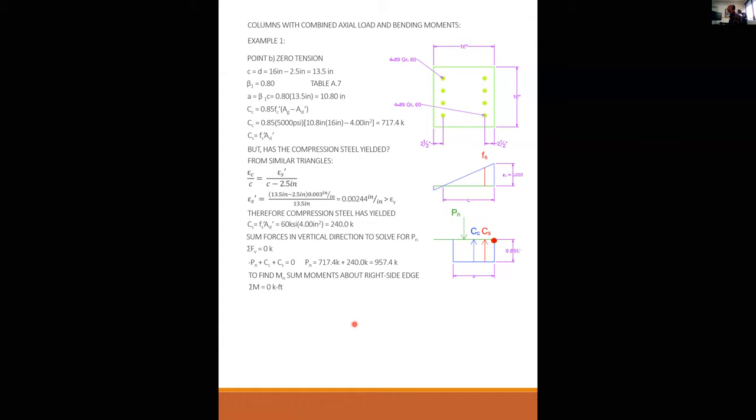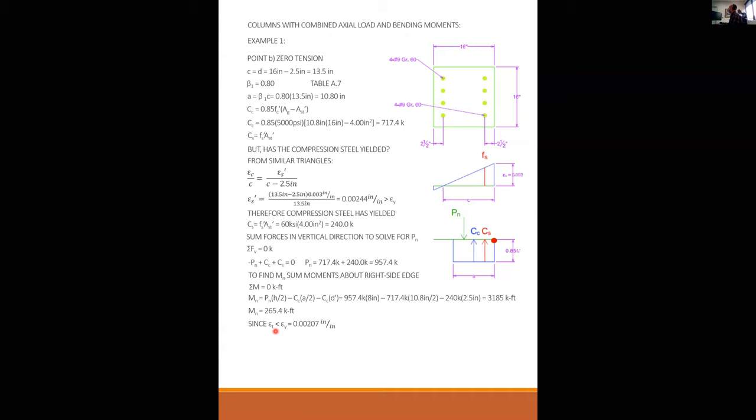Okay, so we summed our moments. I had a typo here: that's kip-inch, not kip-feet, so I divide by 12. I get Mn equal to 265.4 kip-feet.